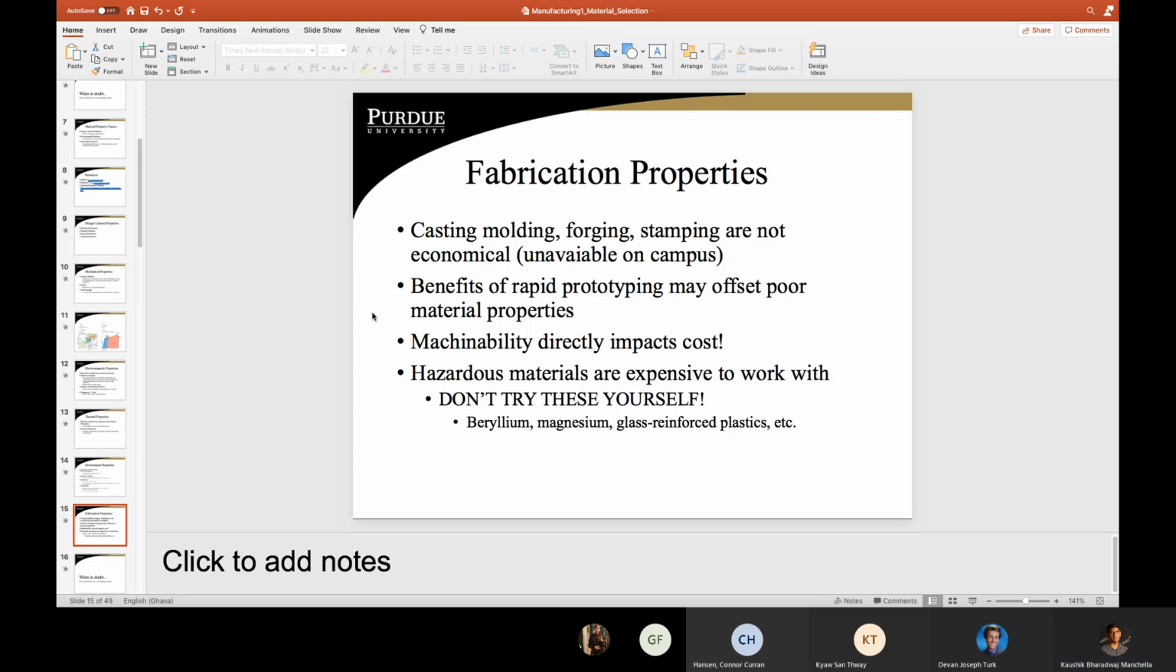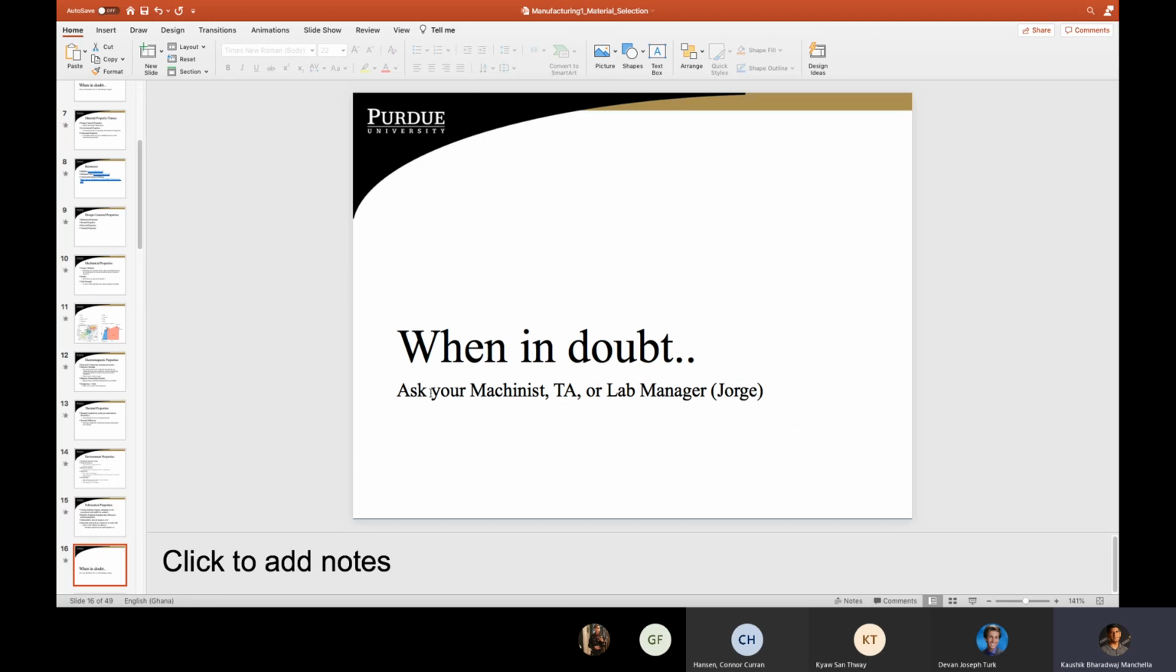And then finally, I don't think you guys will ever encounter or consider a hazardous material, but if a material that you're considering is hazardous, it's generally not allowed, whether in EPICS or in the other machine resources you have, like the BIDC. These are like beryllium, magnesium, and plastics that have embedded glass, so glass reinforced plastics. So yeah, again, when in doubt, ask the machinist, TA, or lab manager.